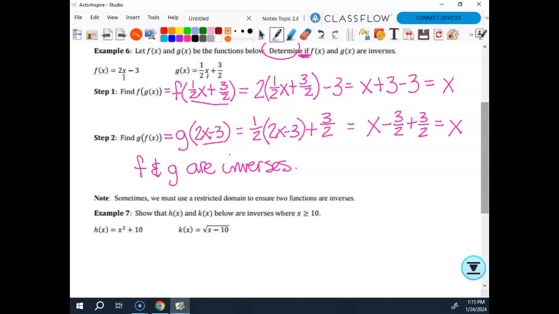All right. Now, then it says, sometimes we must use a restricted domain to ensure two functions are inverses. So if you look at example 7, it says, show that h and k are inverses where x is greater than or equal to 10. So let me show you why we have to do that.